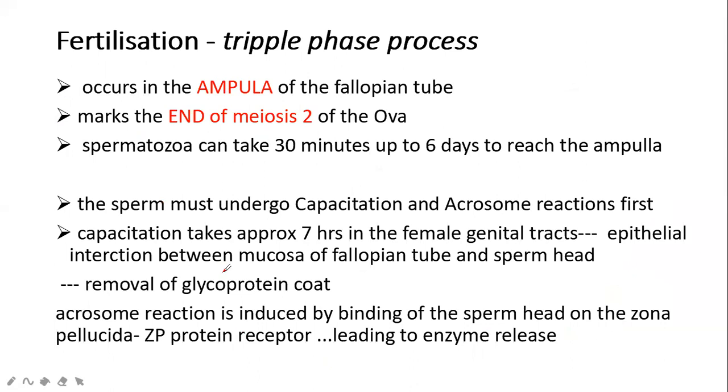Now let's talk about fertilization. Fertilization is a triple phase process, and I'll explain it all. It occurs within the ampulla of the fallopian tube, the ampullary part. You mustn't forget this, very, very important. And it marks the end of meiosis 2 of the ovum. Remember we said meiosis 2 will be arrested at metaphase 2.